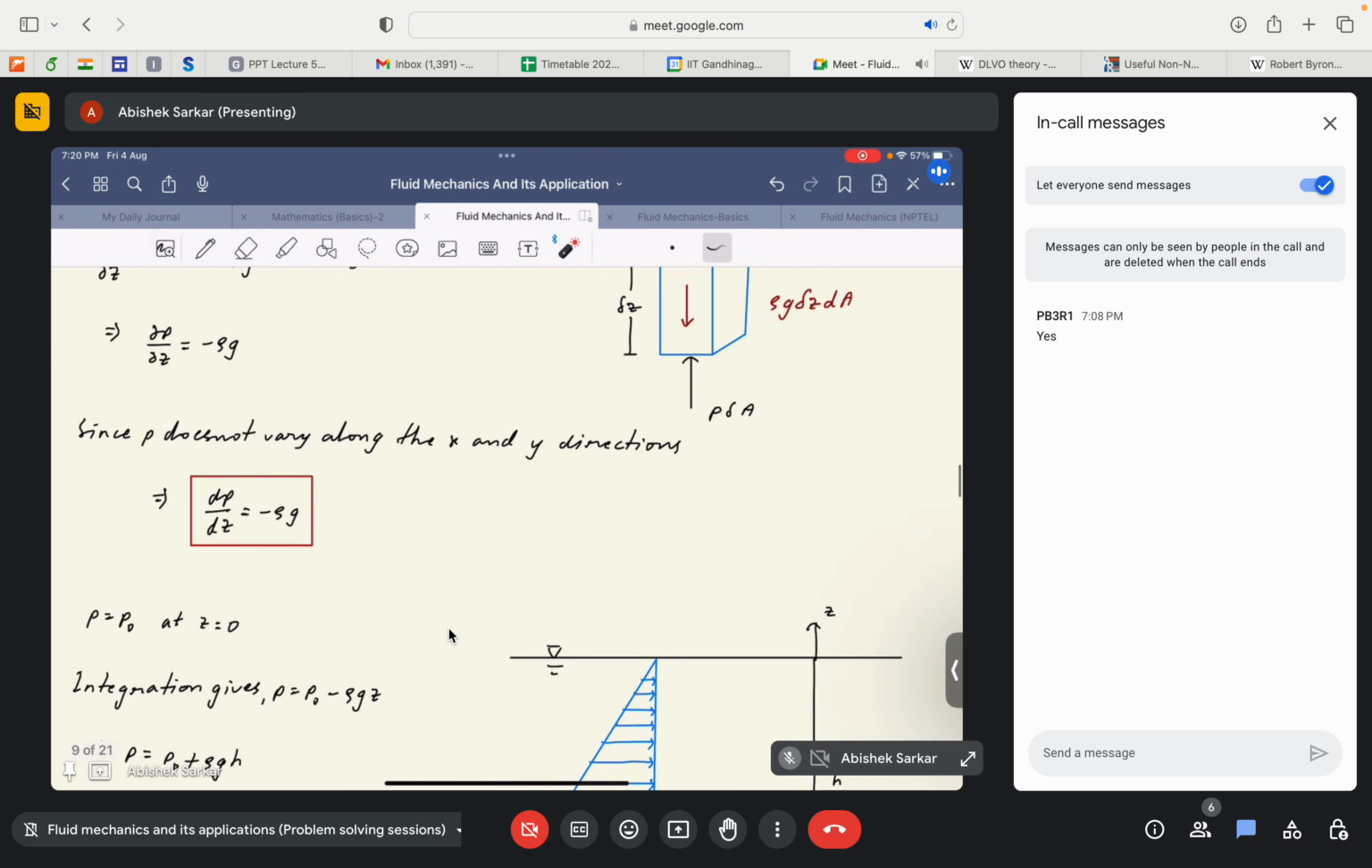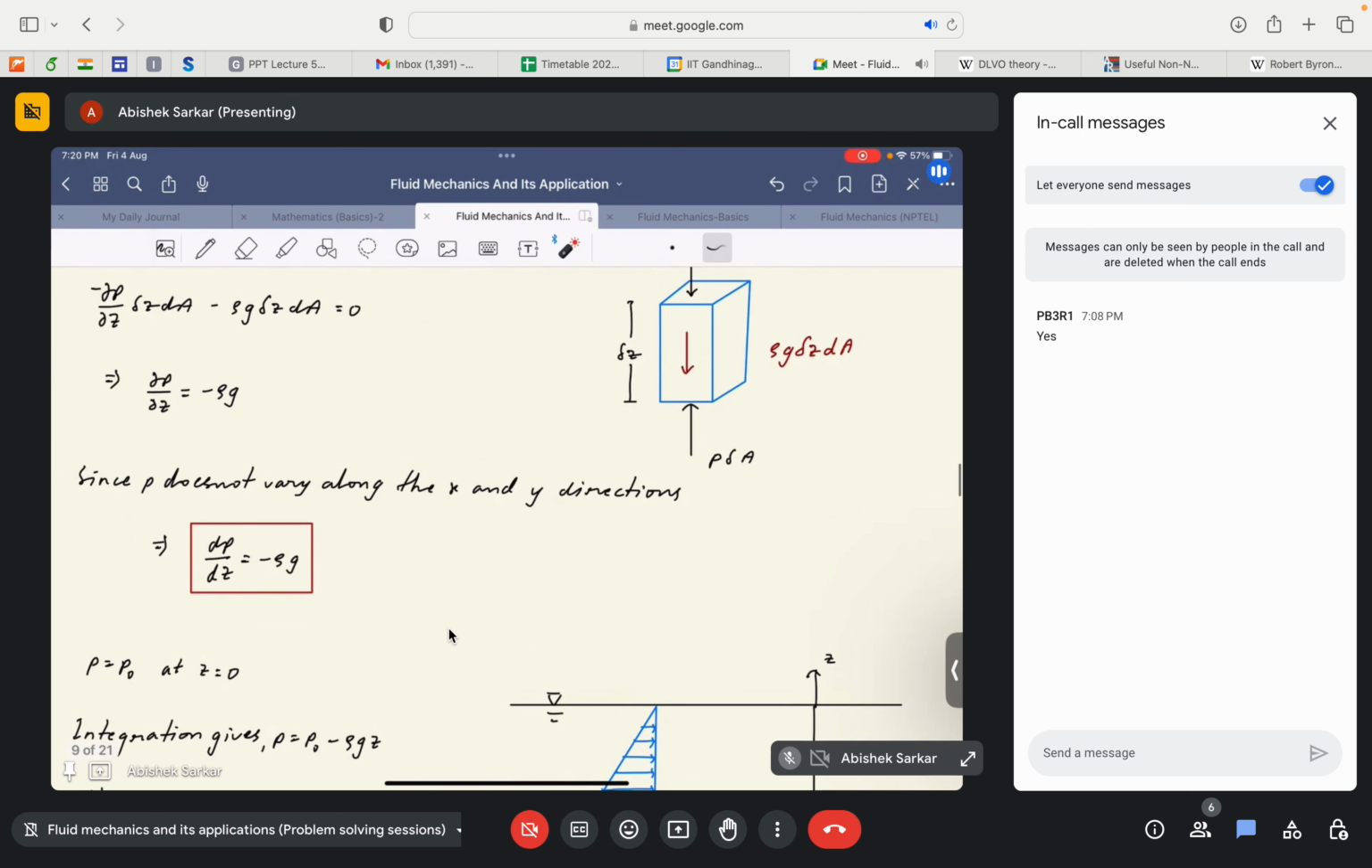So again, if we assume that p does not vary along x or y, we can convert this partial derivative into a complete derivative, right? So that would give us the complete derivative dp/dz equal to minus rho g. Okay.